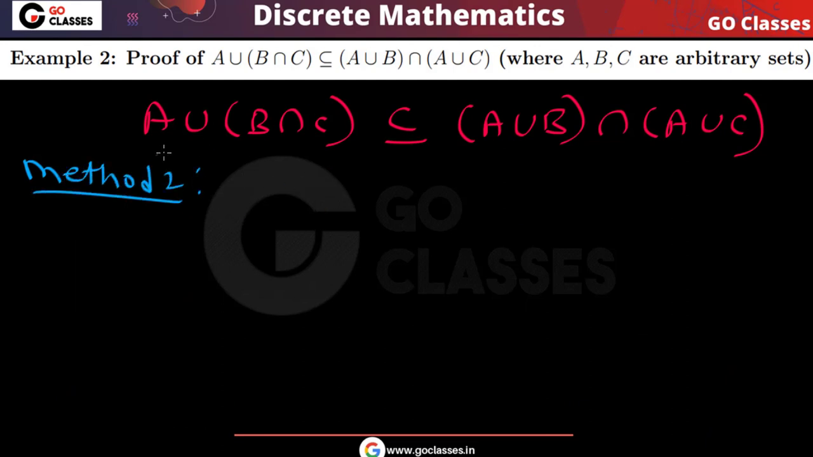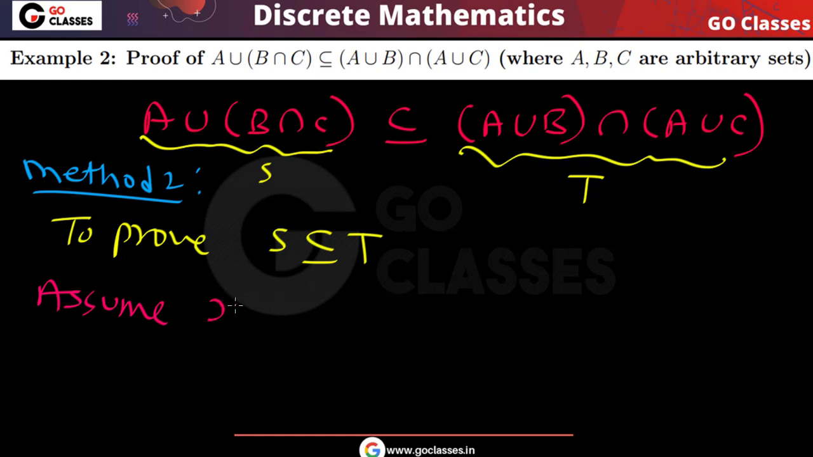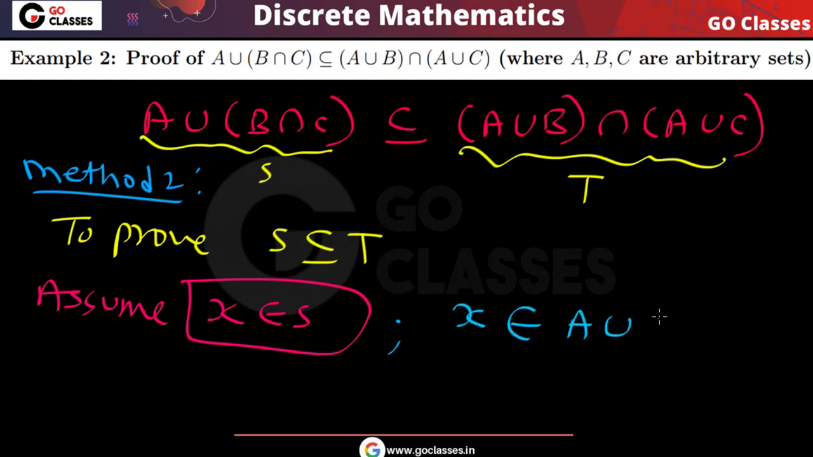In method 2, this is the set S and this is the set T, and we have to prove that S is a subset of T. To prove that S is a subset of T, you just assume that X belongs to S. S means A union B intersection C.